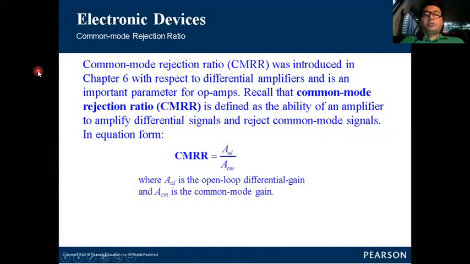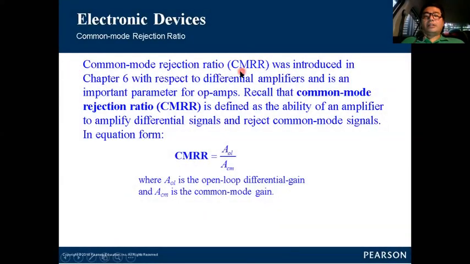We now go to common mode rejection. Hindi ko na diniscuss yung common mode rejection sa diff amp. It's because it's the same with the operational amplifier. What is CMRR? CMRR is basically common mode rejection ratio.